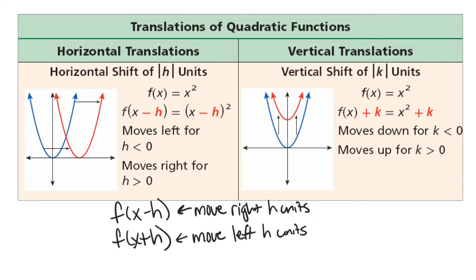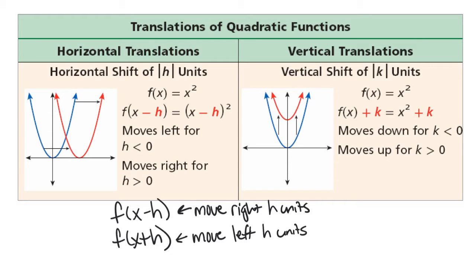Okay, looking at translations, we're going to do horizontal translations first. Horizontal means that your x values are going to be affected, which is why you see the x value in parentheses being changed. Your book describes it a little different here than what I would. I would say that if you see something with x minus h, it's going to move to the right h units. If you see something with x plus h, it's going to move to the left h units. It's a little counterintuitive. It seems backwards, but that's just the way it is.